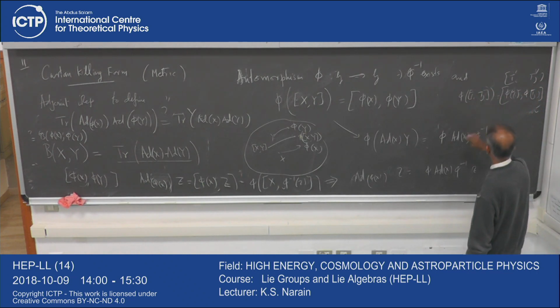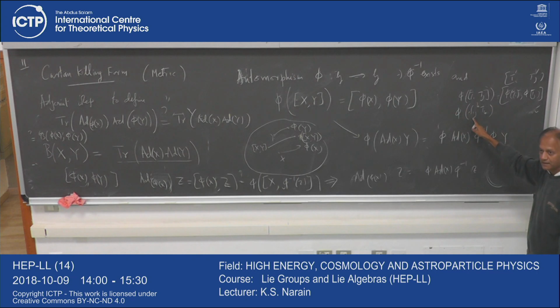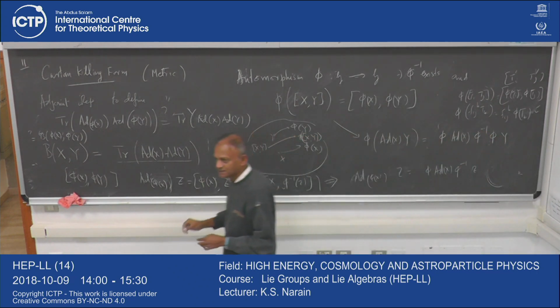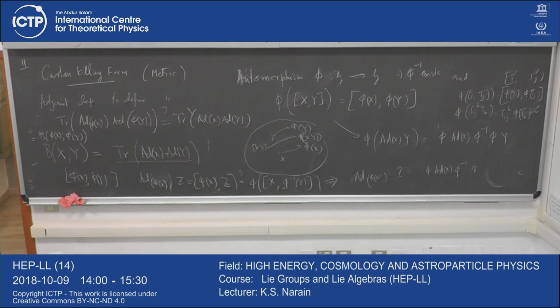But this object is phi of Fijk Tk. But phi is a linear map, so it's the same as Fijk phi of Tk. So this becomes Tk prime. So you have the relation: the commutator of Ti prime, Tj prime is the same structure constants times Tk prime. So if you change the basis by using this automorphism to define your new basis, the structure constants don't change. But that's a very particular choice of basis. No reason why you should choose such a basis.